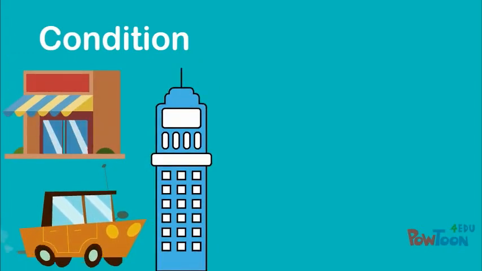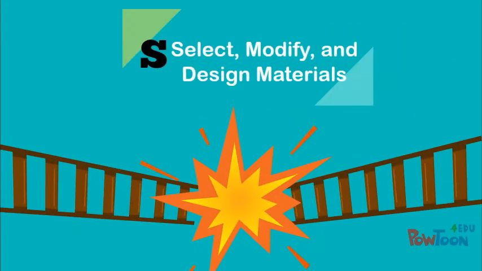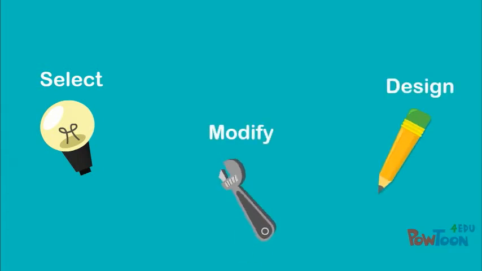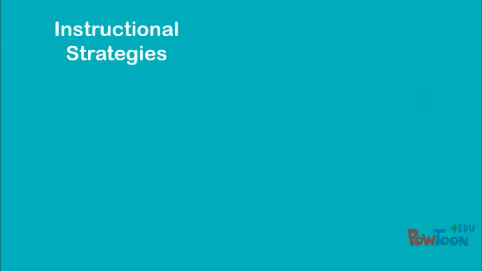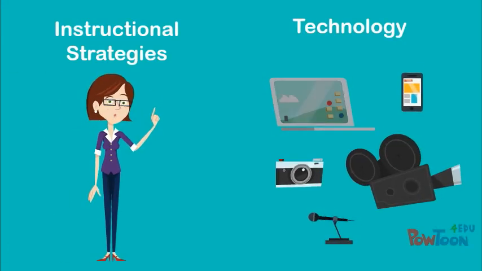For conditions, under what conditions will the behavior be observed? Where will it take place? For degree, the degree of proficiency needs to be decided upon before allowing the learner to complete the instruction. To close the performance gap, the designer needs to select, modify, or design materials for the instruction. Designers need to consider both the instructional strategies and technology, media, and materials necessary to complete the unit.